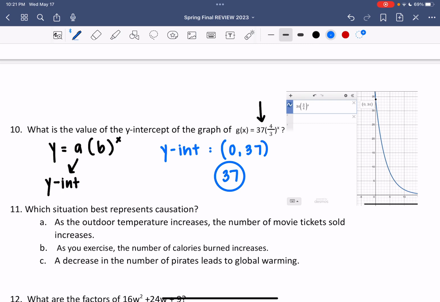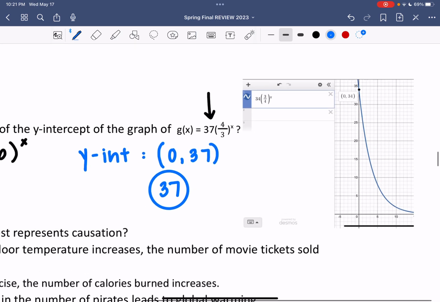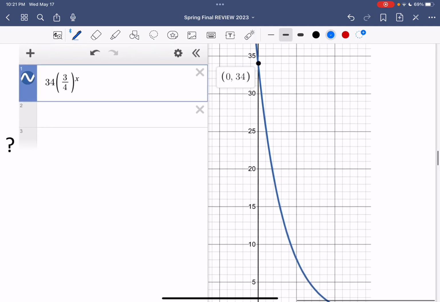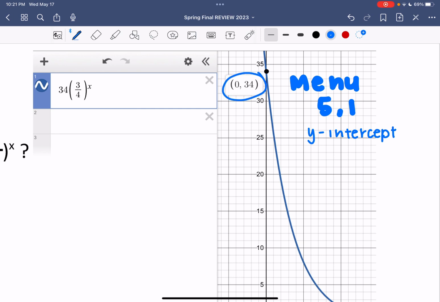All right. Or if you can't remember the parts of the exponential, you can always graph it. And when you graph it in your calculator, if you press menu 5, 1, it'll trace it. And the first thing that pops up is your y-intercept. So your y-intercept here is 0, 34.